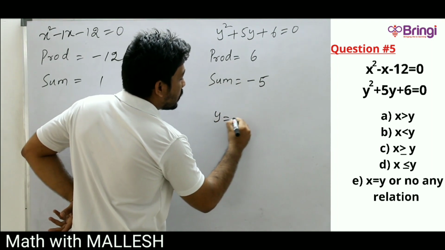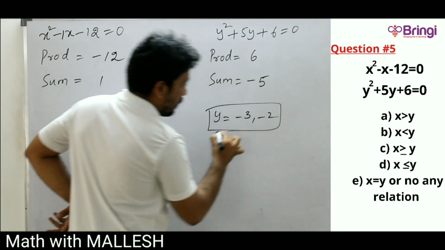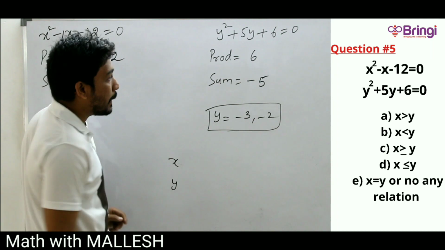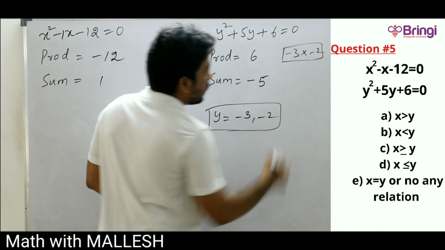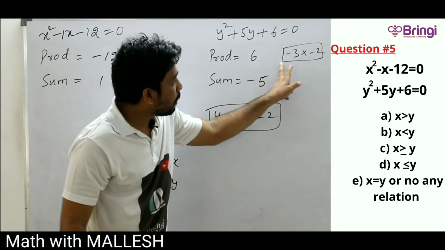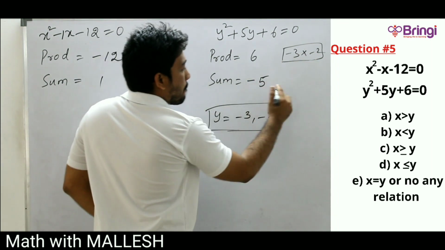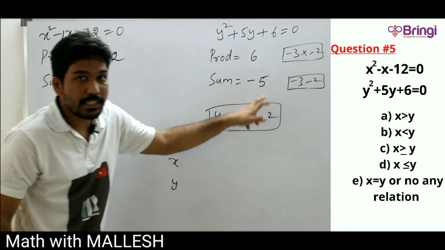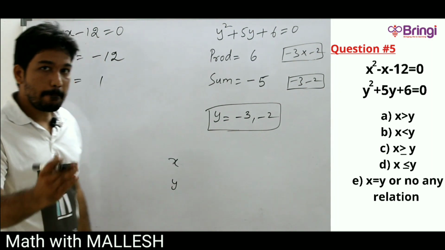Y is equal to minus 3 comma minus 2. Am I correct or not? Okay, we will check. Minus 3 into minus 2. Minus minus plus, 3 2s are 6. Perfect. Minus 3 minus 2, their addition is negative 5. Perfect. So Y value is minus 3 comma minus 2.